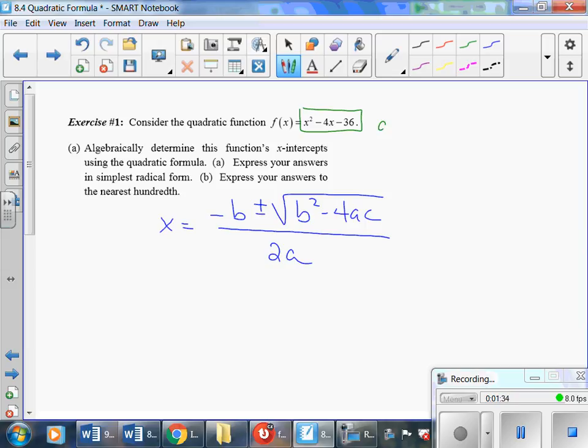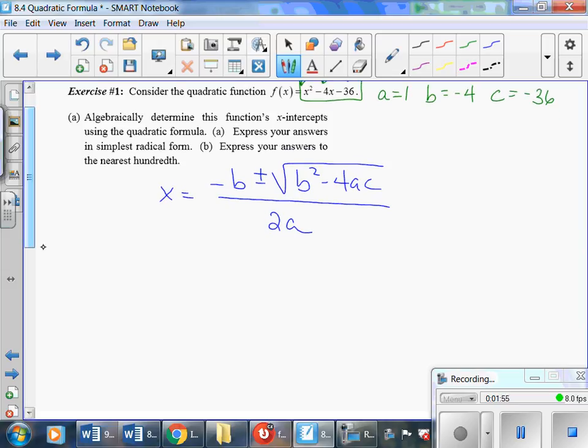So a is the coefficient in front of my quadratic term, which is simply 1. B is my coefficient in front of my linear term, which is negative 4. And c is my constant right here, which is negative 36. So we're just going to substitute in now.